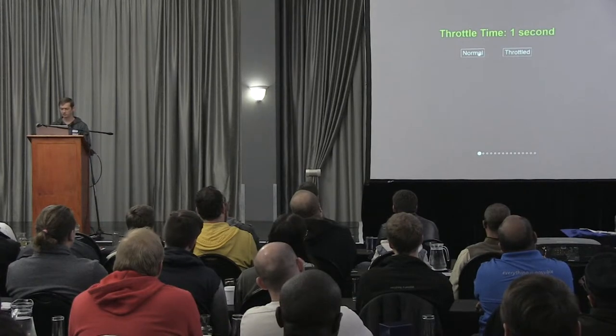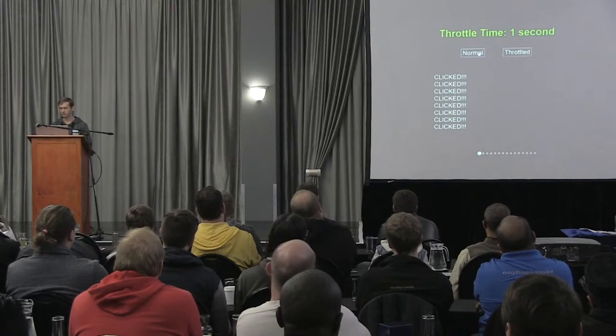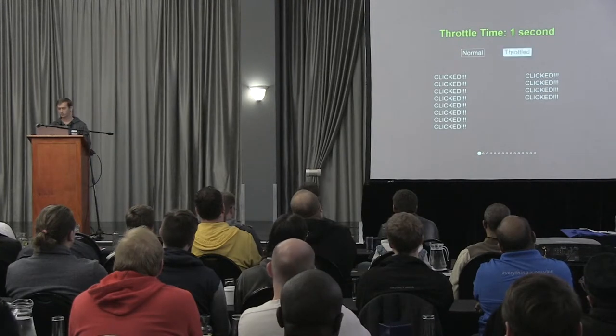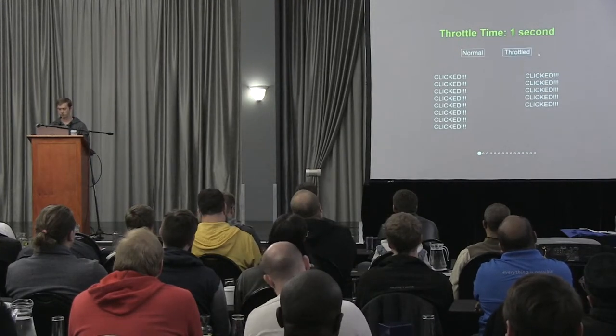The button on the left is a normal button, and it doesn't matter how fast you click it, it's going to print out once for each time you click it. A throttle button, which is throttled to 1 second, when you click it a lot, it's only going to print out a maximum of once every second.